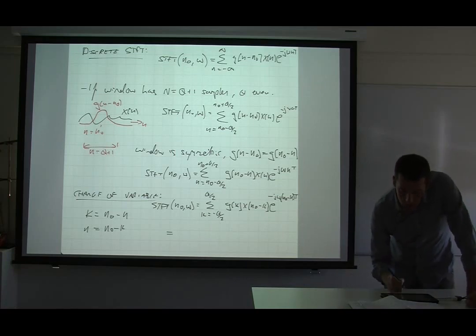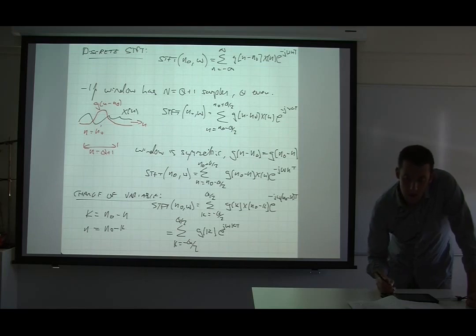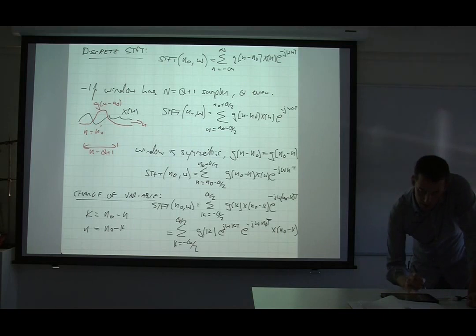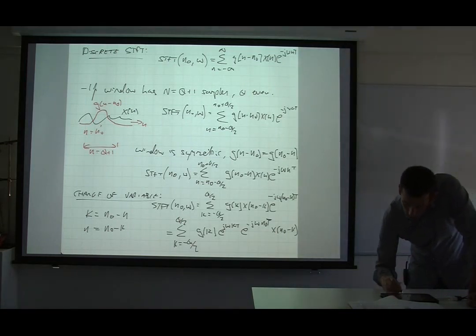So let's just do one more rearrangement. So this will still be a sum from k equal to minus q over 2 up to q over 2. g of k, I'm just going to split the exponential up. e to the j omega kt. So that's all the k stuff in one part. e to the minus j omega n naught t, by x of n naught minus k. And all of this stuff here, let's call this h of k on the next slide.